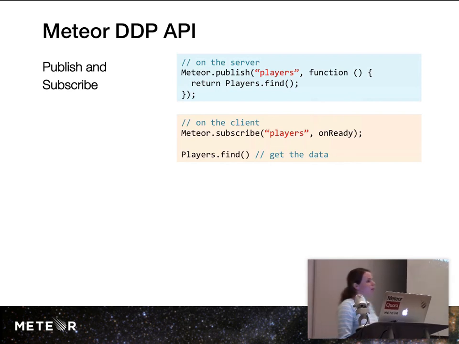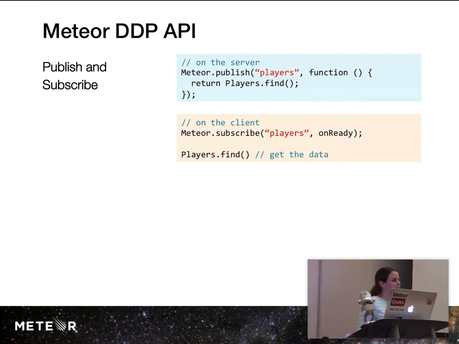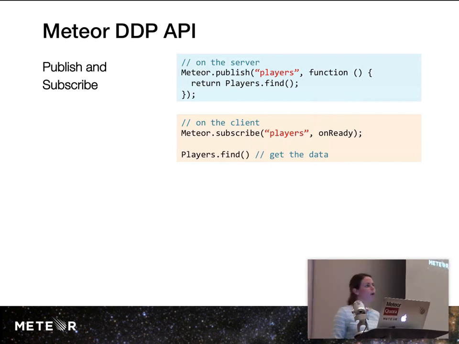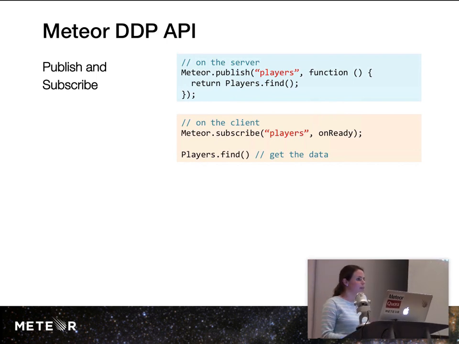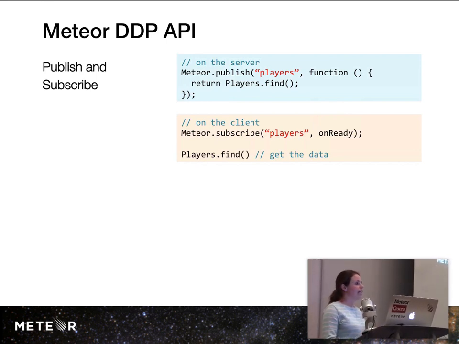You can subscribe to a publication like so, just by specifying it by name. And when you do that, Meteor will take those data messages that come in from the server and insert the data into the client-side cache. So Meteor takes care of keeping the client-side cache updated with the data that you get from a subscription.